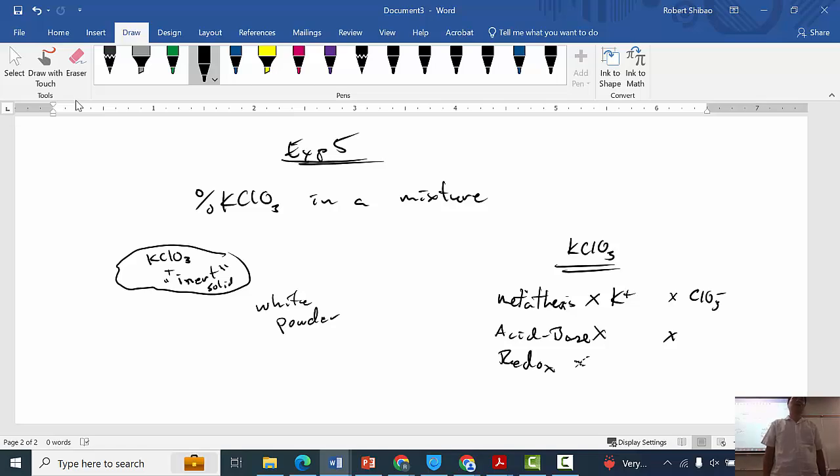No, it's not. Chlorate's not on our redox chart. Does that mean it's unreactive? Or does that mean they just ran out of room? What do you think? Unreactive or run out of room?